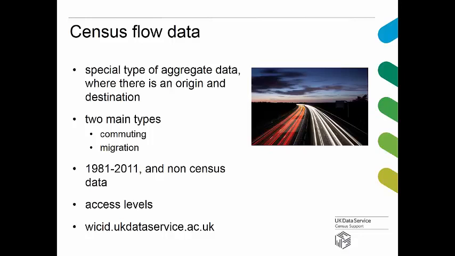And same with migration, there's a question on where you lived, I think it was a year ago. And it was 1981 to 2011 census flow data we have, but there is also non-census flow data in there as well. There are different access levels. Most of the data is open, but some of the 2011 data is restricted to academia, and as well as outside of academia, I think basically there's restrictions on commercial usage, but there's more information about that on the website. And this flow data has its own website, wicid.ukdataservice.ac.uk.